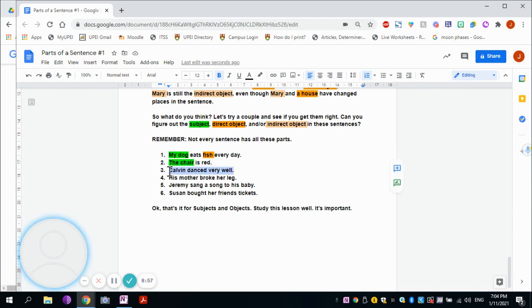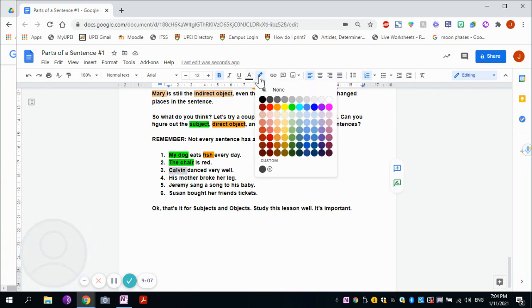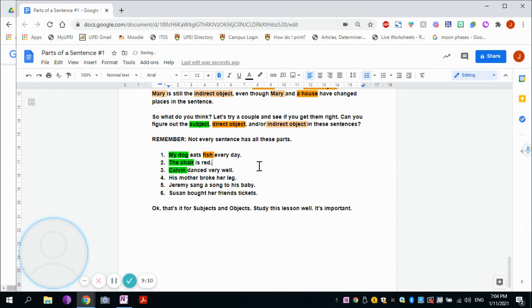Let's look at number 3. Calvin danced very well. Well, somebody danced. Who? Calvin. So Calvin is our subject. He danced, and here we have very well. This is not a direct object or an indirect object. These two words are adverbs. They tell us how Calvin danced. So again, there's no object, indirect or direct, in sentence number 3.